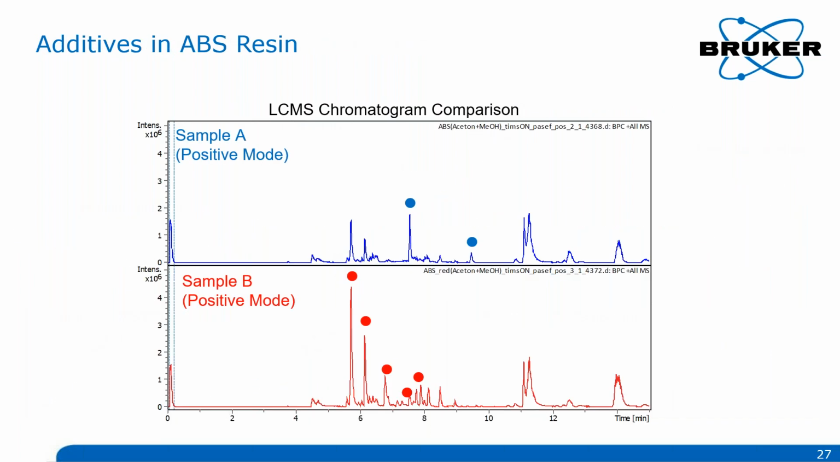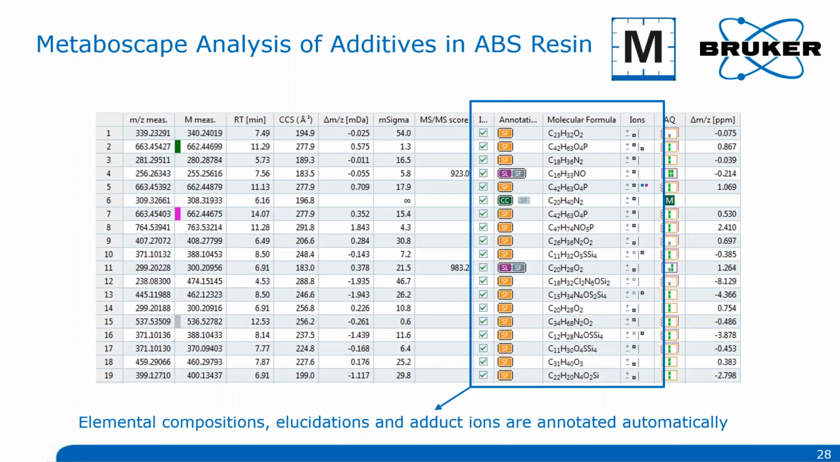Let's take a look at another example. In this case, we're comparing 2 different samples of ABS resin, sample A and sample B. Some differences are very apparent from these chromatograms. These are different additives. However, there's a lot more to these samples than what meets the eye. If we run the samples through the MetaboScape software, the number of differences would turn out to be quite a bit greater than what was apparent from the chromatograms alone. Once again, note that elemental compositions, structure elucidations, and adducts are annotated by the software automatically.